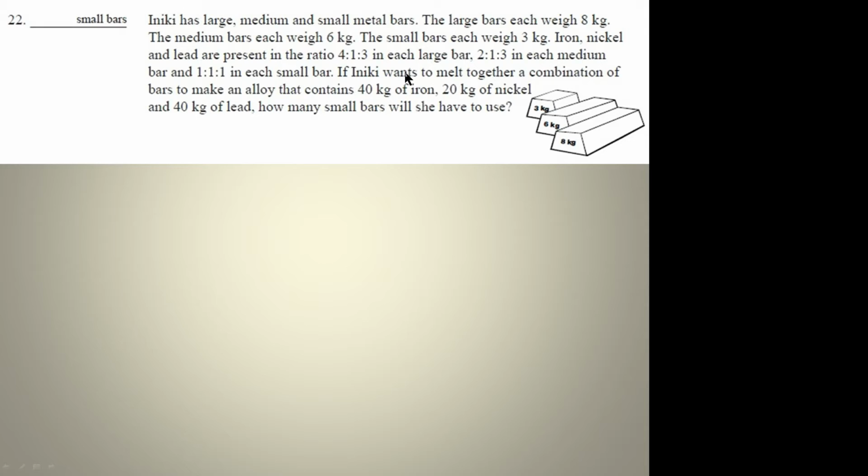And look at the other ones. For the large bar, it will be 4 to 1 to 3. Look, 4 plus 1 plus 3 is 8. That's a good observation. So that means you have 4 kilograms of iron, 1 kilogram of nickel, and 3 kilograms of lead. And how about this one? 6 kilograms. The numbers are good here, 2 to 1 to 3, and the total is also 6. So the numbers are good. We need to use this.